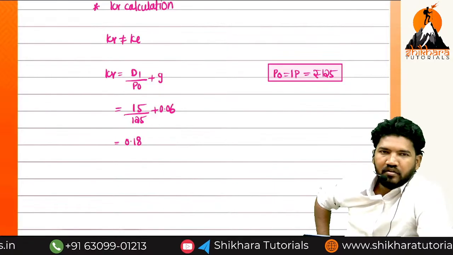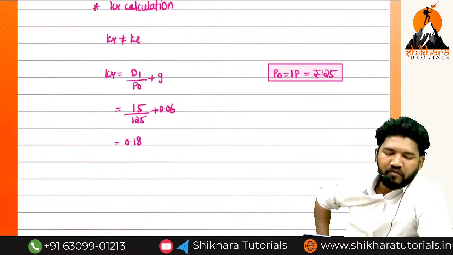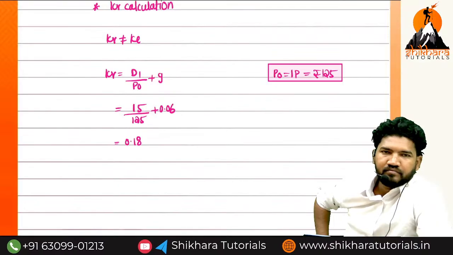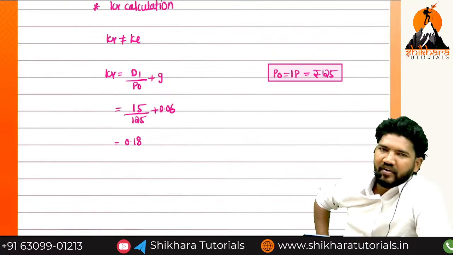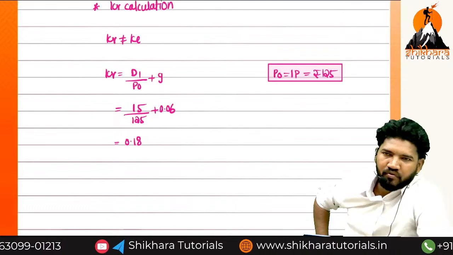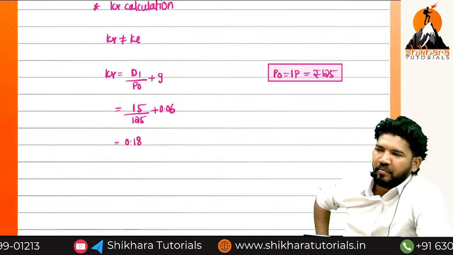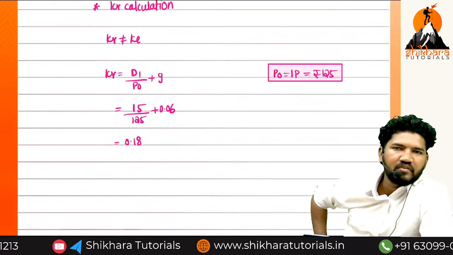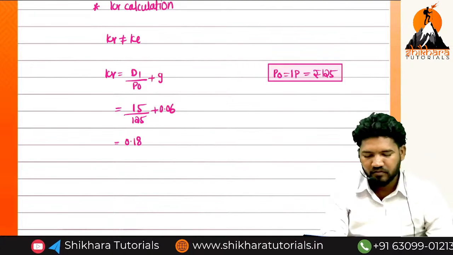Nana, clear, Nana? Why did I consider 125 here, and above 120? For securities, there is an underwriter. That's why we have to pay underwriting commission. For retained earnings, there are no securities. We need not pay any underwriting commission. Clear? Then fine.